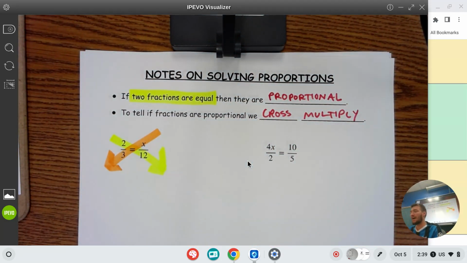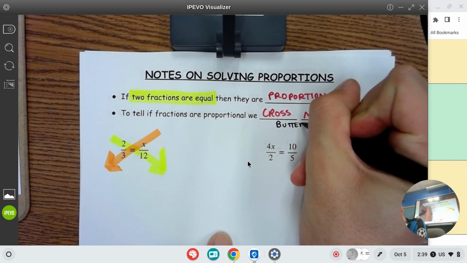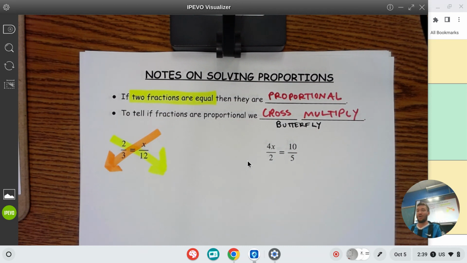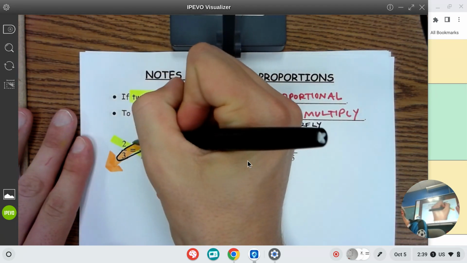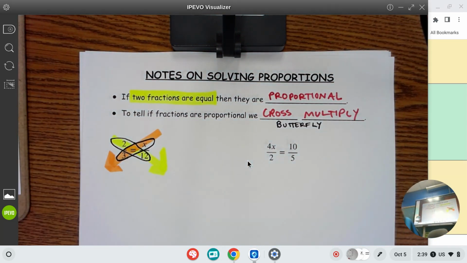Now, another way teachers teach this sometimes is they call it the butterfly. I'll tell you why they call it butterfly, because math teachers are really bad drawers most of the time. When I look at this, if I circle these diagonally, I really don't think that looks very much like a butterfly. Well, look, I know it's the wings. I get it. But I'm not convinced that it's a very good butterfly.